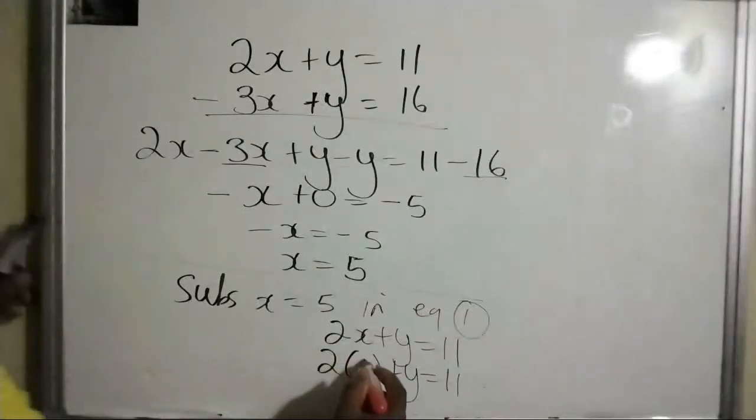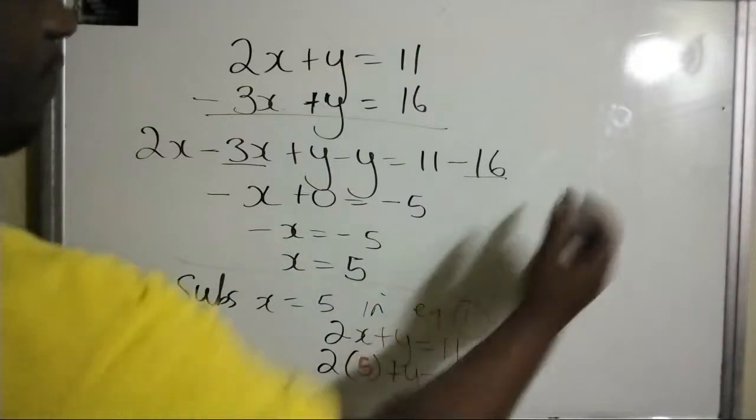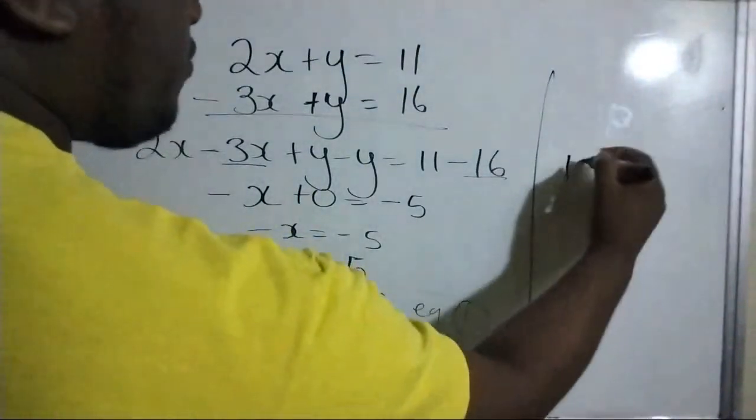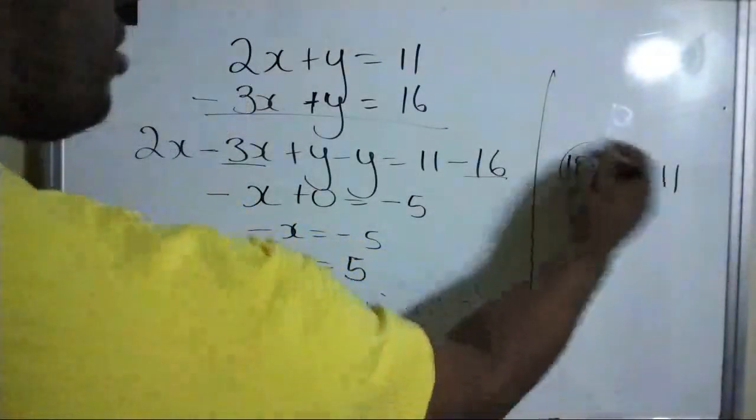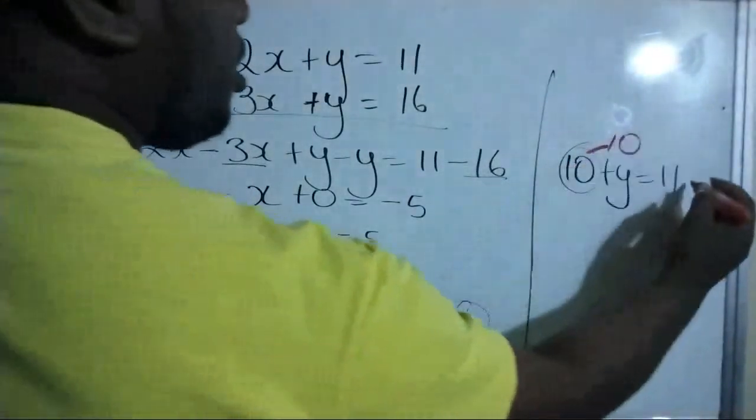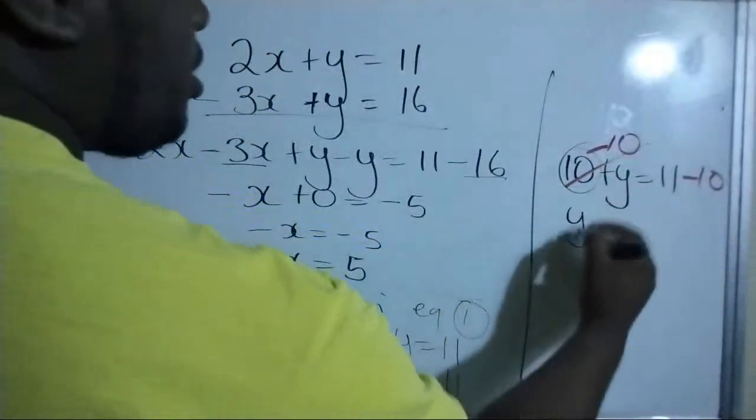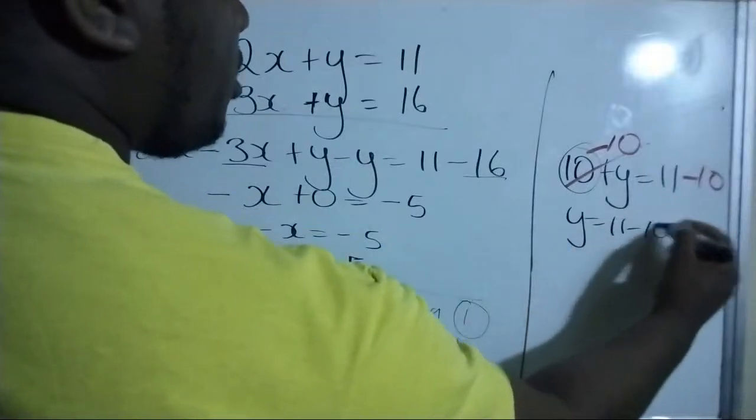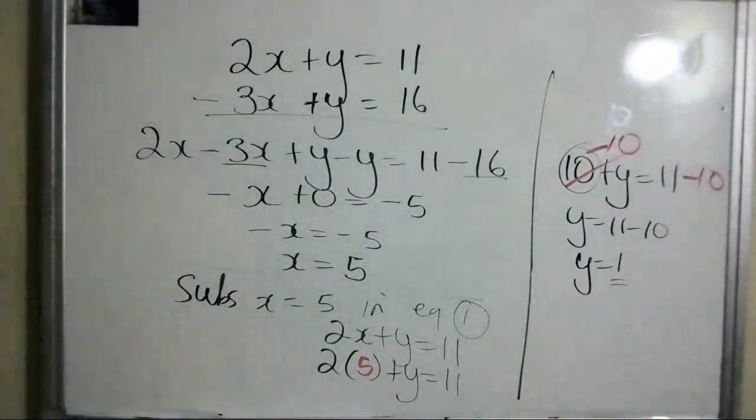So we replace it with 5, and the bracket means to multiply. So 2 times 5 is 10, plus y equals 11. Therefore, we get rid of this positive 10, so we take the inverse, which is minus 10. Anything I do to one side, I do to both sides, right? So y is equal to 11 minus 10, so y is equal to 1. And there we have it. 2 times 5 is 10, plus 1 is 11. 3 times 5 is 15, plus 1 is equal to 16.